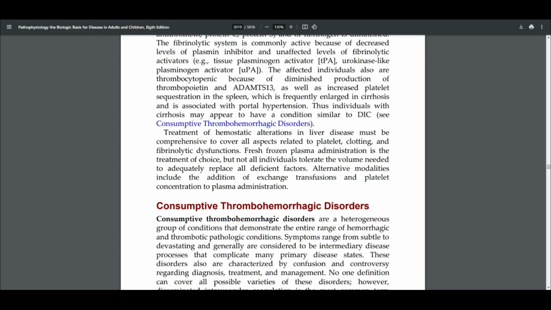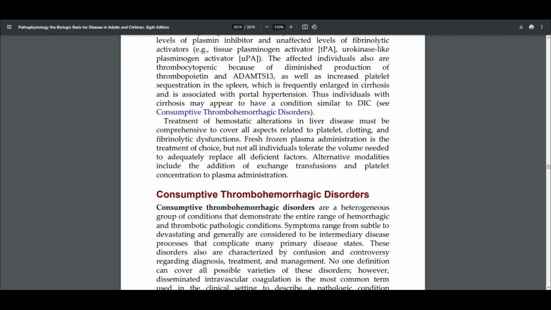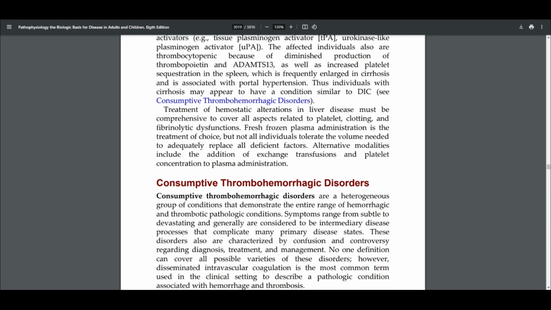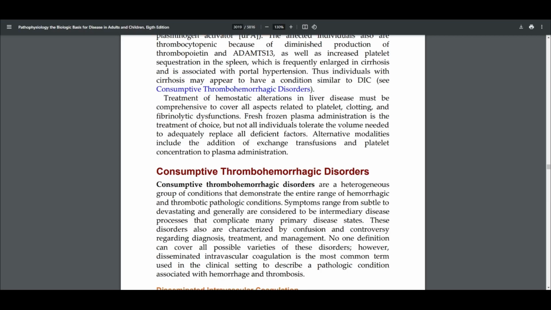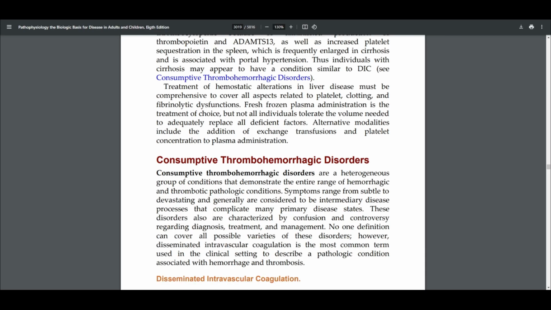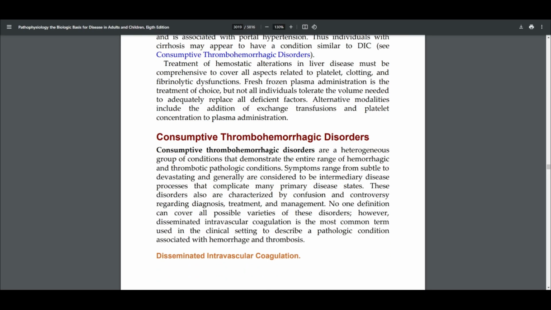Treatment of hemostatic alterations in liver disease must be comprehensive to cover all aspects related to platelet, clotting, and fibrinolytic dysfunction. Fresh frozen plasma administration is the treatment of choice, but not all individuals tolerate the volume needed to adequately replace all deficient factors. Alternative modalities include the addition of exchange transfusion and platelet concentrates to plasma administration.